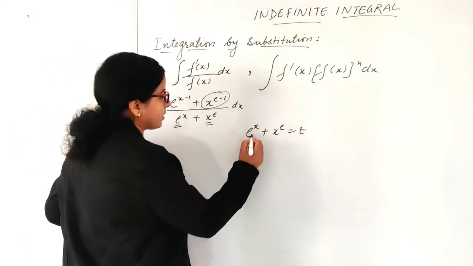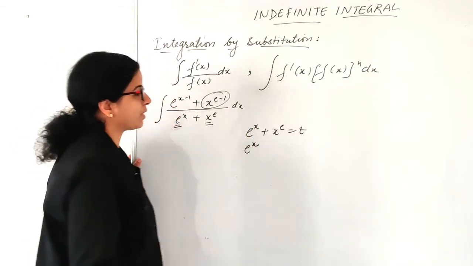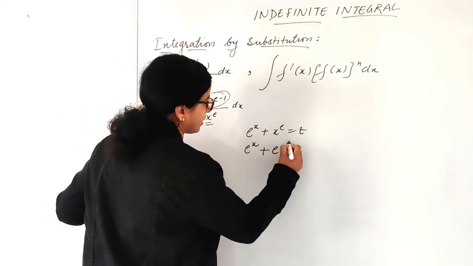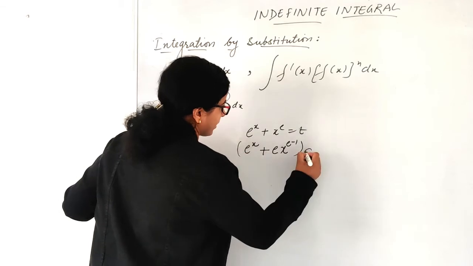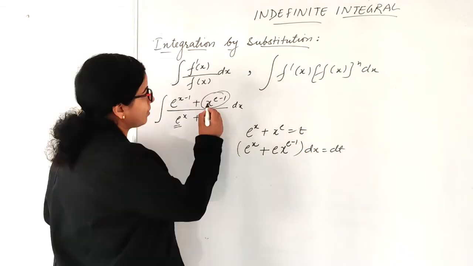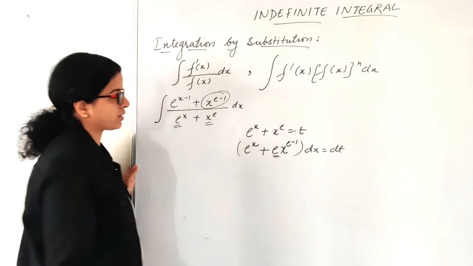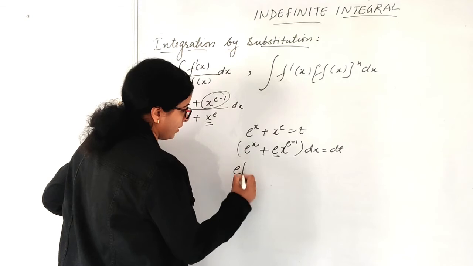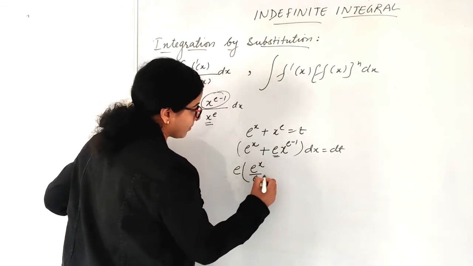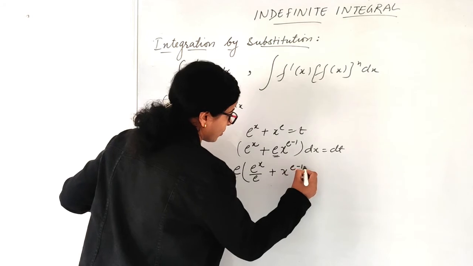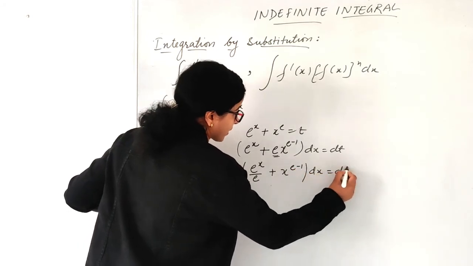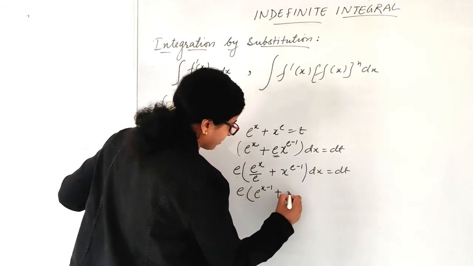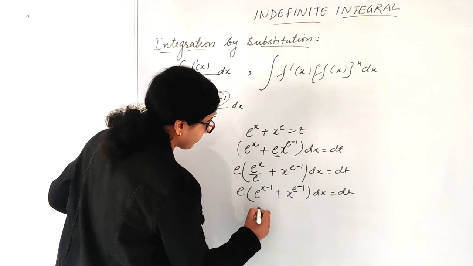Okay. Now let us check. So differential of e raised to the power x is e raised to the power x, plus here it will become e x to the power e minus 1 dx equals dt. In my numerator I don't have this part, correct? So I'll take out e common. Once I take out e common, it will become e^x upon e plus x raised to the power e minus 1 dx is equal to dt, right? So bases are the same, powers will be subtracted, right? So what will it become?